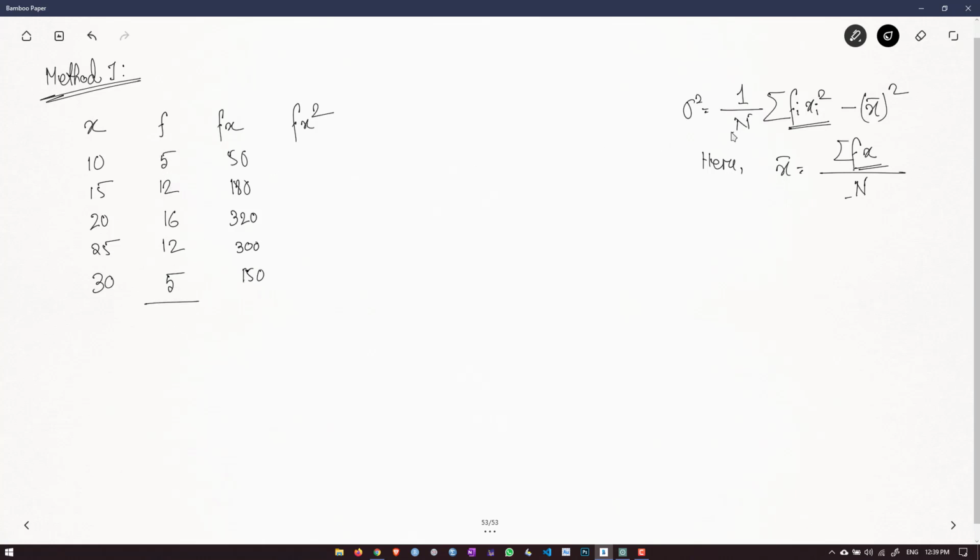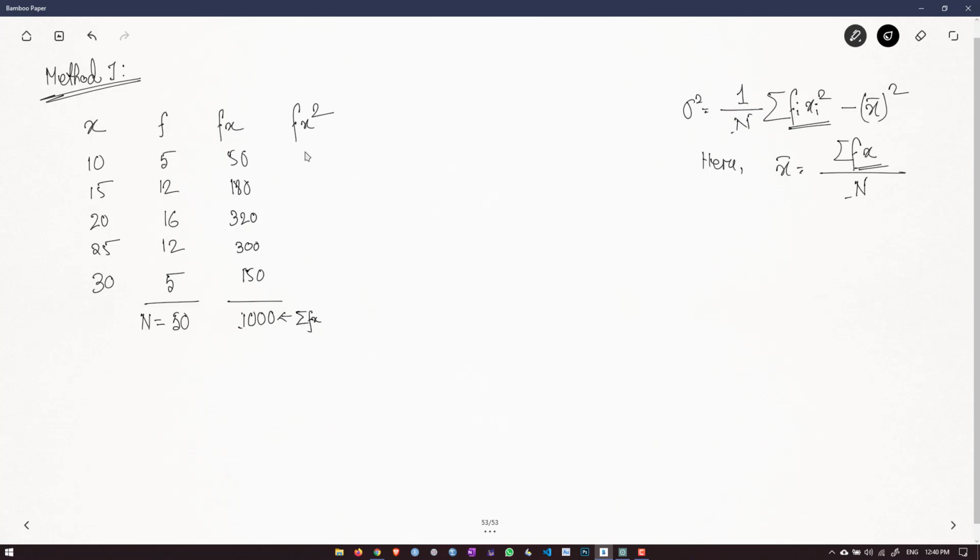Fine. So we need the total of f, right? Why? Because this will give us capital N. So total of this is equal to 50. If I add 5, 12, 16, 12 and 5, I will get 50, which is the total frequency. If I add this fx, that means 50, 180, 320, 300, 150, I will get 1000. Now what is 1000? This is summation fx, right?